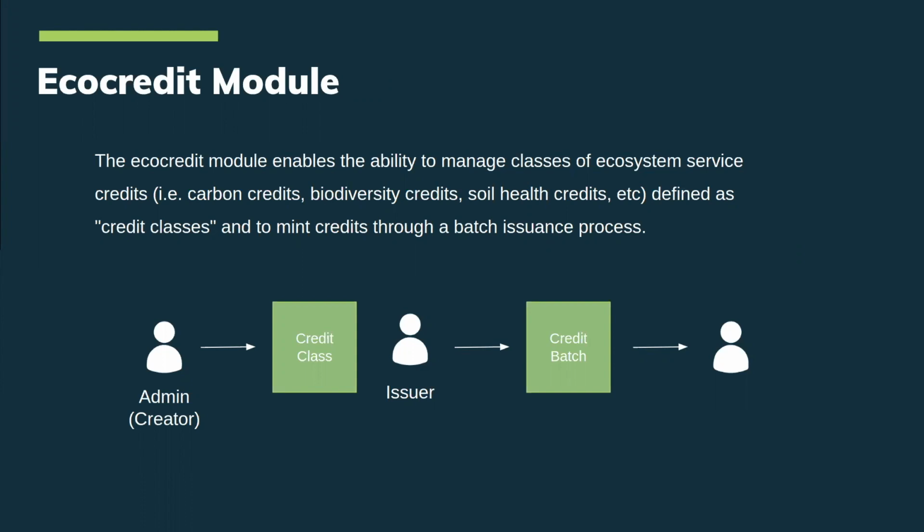We wanted to build a module that was adaptable and works like a framework to support different types of credits, including biodiversity credits and soil health credits, and basically anything that's an ecosystem service that people can come up with. And the credit class is going to be the primary abstraction of ecosystem service credits. And this is essentially used to manage the issuance process. Credit classes are managed by admins, and they have issuers, and the issuers issue credits in the form of credit batches. And we're going to go into detail on how all that works by looking at some of the data structures within the ecocredit module.